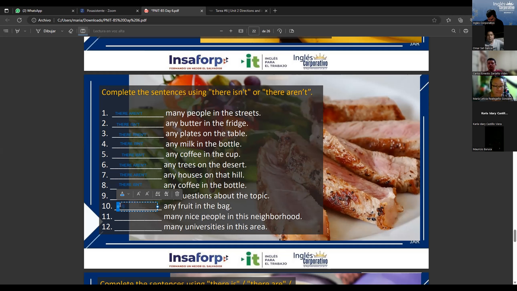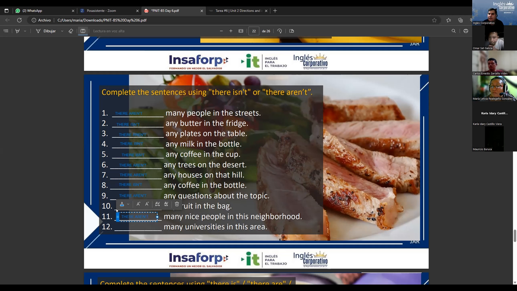Number 10, there isn't any fruit in the park. There are many nice people in this neighborhood. Many is much. People is plural. So many is muchos, mucha gente agradable. If we want to translate it literally, we're lost. Many people is plural.